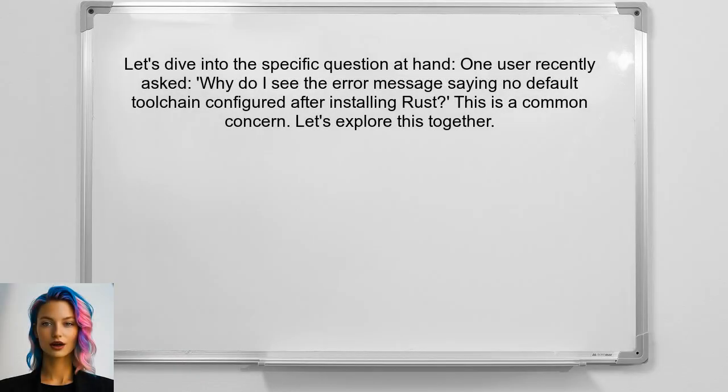Let's dive into the specific question at hand. One user recently asked, "Why do I see the error message saying no default toolchain configured after installing Rust?" This is a common concern, and it can happen for a few reasons. Let's explore this together.